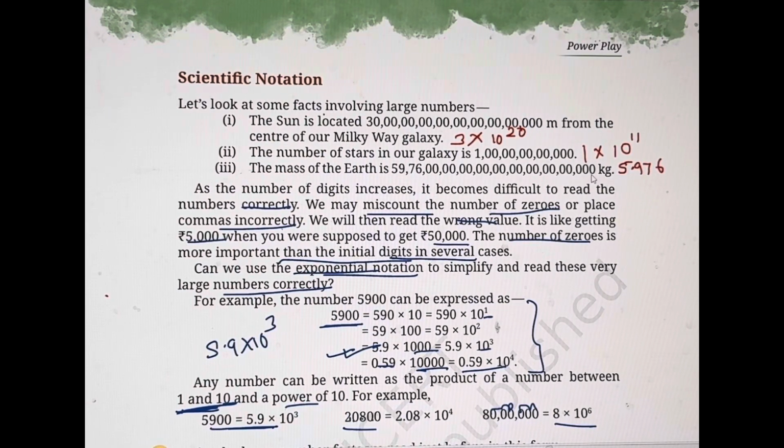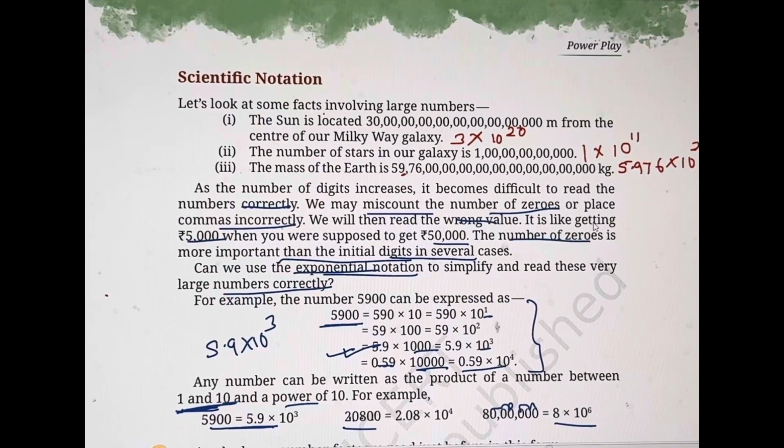So if we start from 0, 3 plus 2, 5, 7, 9, 11, 13, 15, 17, 19, 21, 23, and this one 24. You need to count till 9, right? So from 9 till this 0, you need to count. So that is 10 raised to 24, right? So this is how you write the numbers in scientific notation.